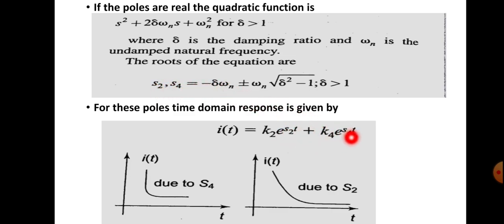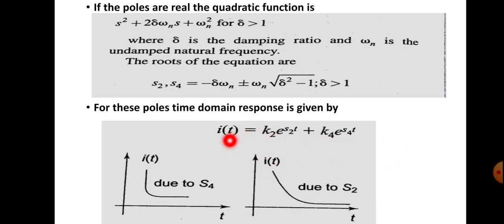If these are real roots or real poles, then the corresponding time domain representation will be like this. So this is the response. Here k2 and k4 are unknown, so you have to find out their values. We will see how we can find these k2 and k4 values in the next slides.